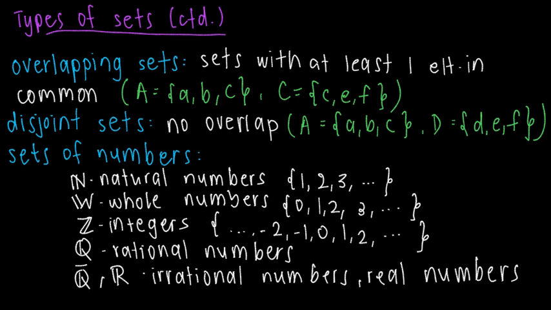Rational numbers are basically numbers which can be written in the form a over b, where b is not equal to 0, and irrational numbers, which are shown with that fancy cube with the horizontal line over it. Irrational and rational numbers together make real numbers, and real numbers is the fancy R. And then we also have imaginary numbers, which are the square roots of negative numbers, and so on.